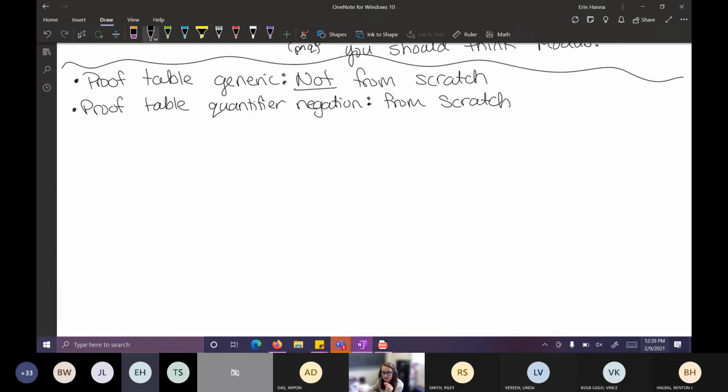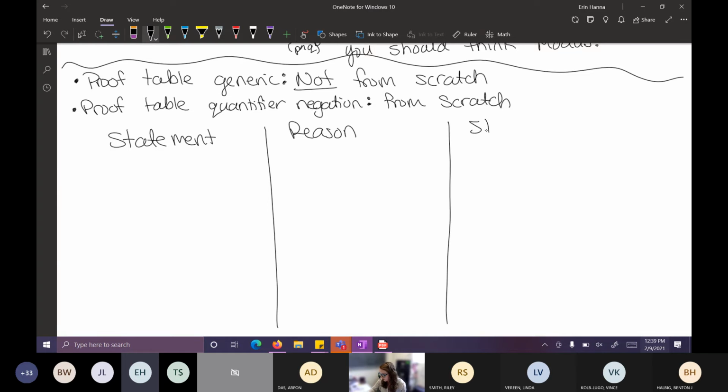That one follows the very usual pattern of universal or existential negation, and then either implication or De Morgan's. So the ones where we're just trying to negate a quantifier, I can ask you to do from scratch, but something like a generic proof table, I would not ask you to do from scratch. Hopefully that difference makes sense. So what you would see in terms of a proof table that doesn't deal with quantifier negation, I'll probably set it up in 3 columns on the exam.